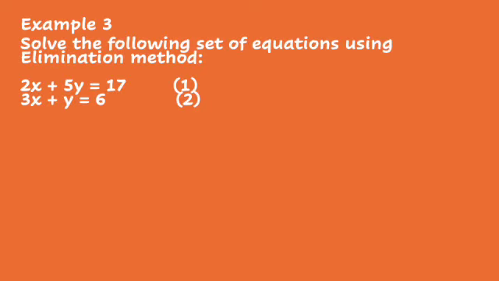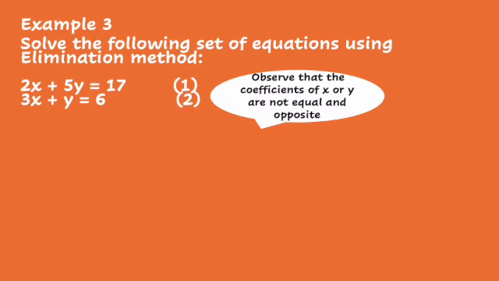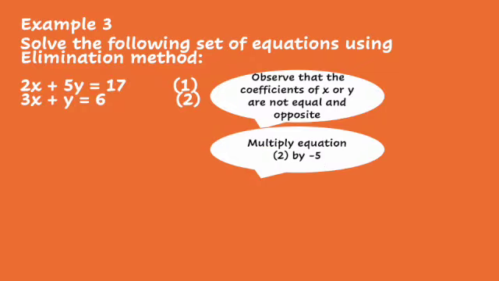Have a look at the next example. We have 2x plus 5y equal to 17 and 3x plus y equal to 6. Observe here that the coefficients of x or y are not equal and opposite. So we need to do something. If you look at it closely, if we multiply equation 2 by minus 5, we will get equal and opposite coefficients of y. So we are multiplying now equation 2 by minus 5.